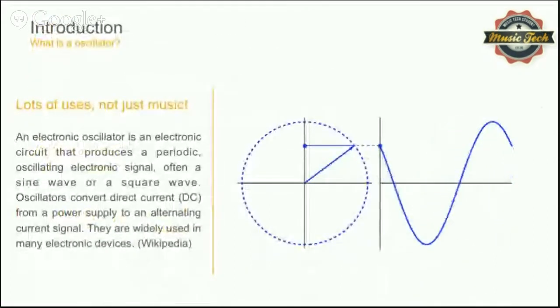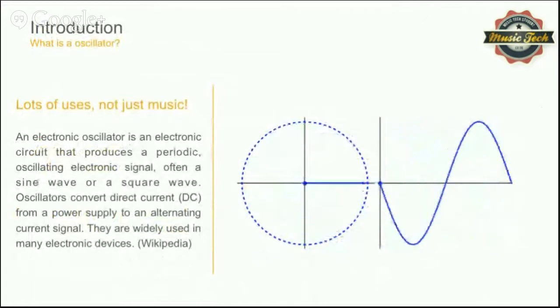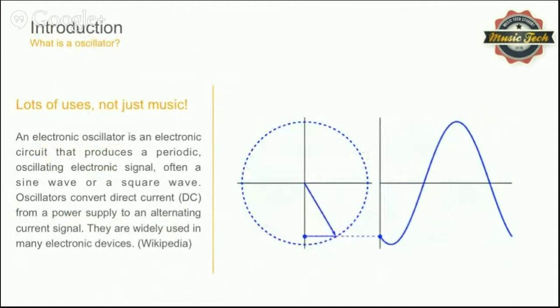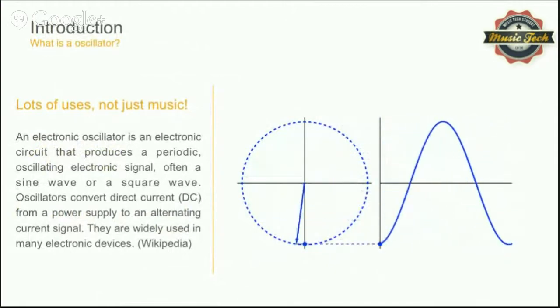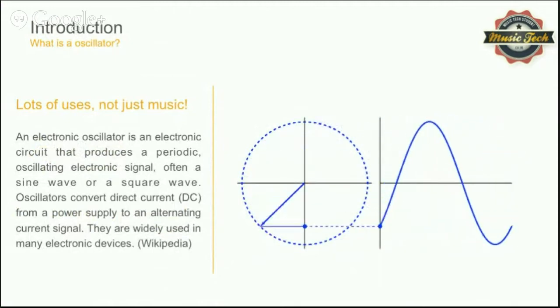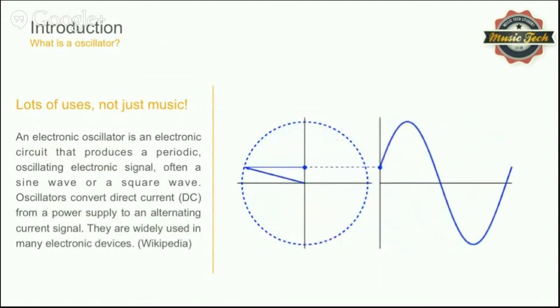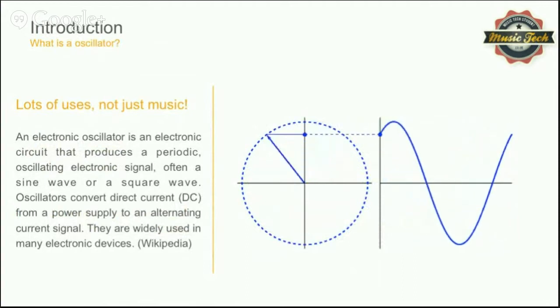So firstly, what is an oscillator? As it says here, you can use oscillators for lots of things, not just music. Oscillators are mainly used for electronic equipment. But during the 1970s, and actually before that, musicians found a real big use for oscillators and synthesis in general, and they started developing these components to create tones and sounds.